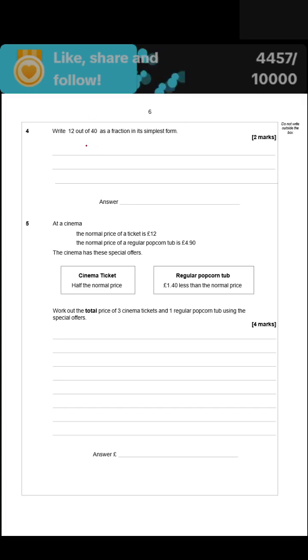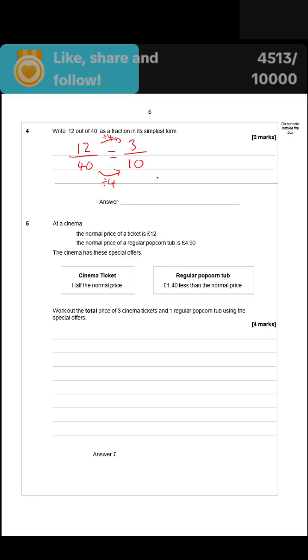So we have 12 over 40. It says in its simplest form, so I'm looking for a value that goes into both 12 and 40, and again, I'm looking in the comment section, I can see people getting the right answer. So we have 3 over 10. Now the way we get to 3 over 10, for those who aren't too sure, is we divide both top and bottom by the same number, so we divide them both by 4.